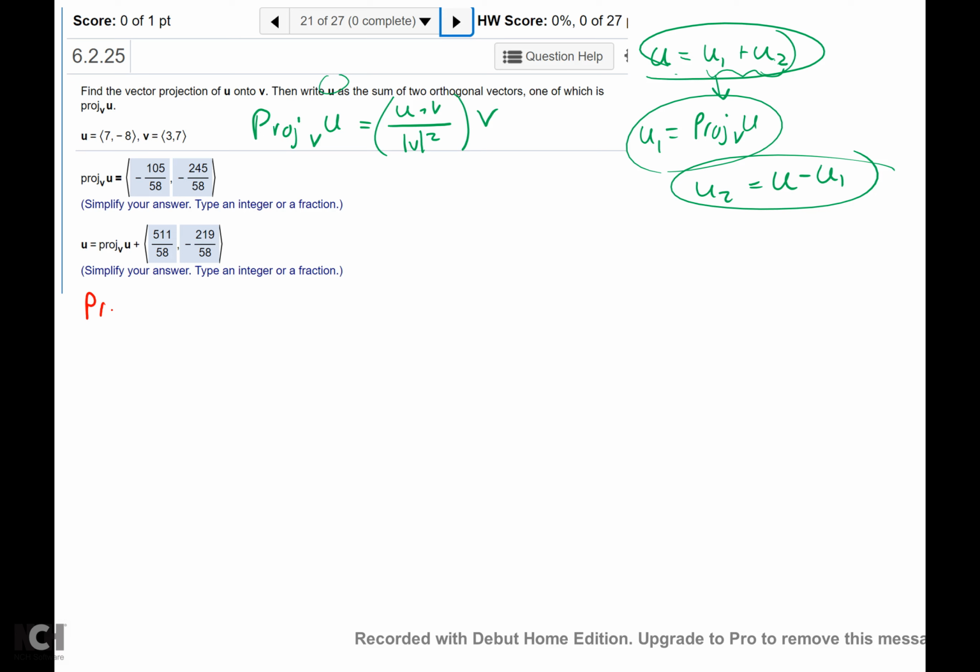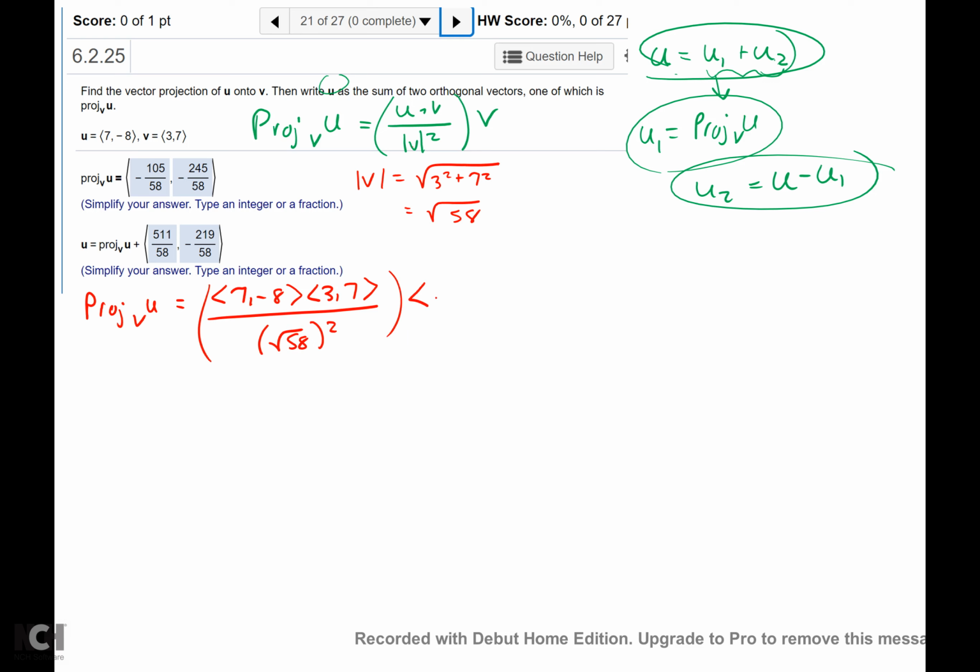So I say the projection of u onto v is 7, negative 8 times 3, 7 over, I need the magnitude of v, right? Because I need the magnitude of v. My v is going to be the square root of 3 squared plus 7 squared, which is going to be the square root of 58. So I put that over the square root of 58 squared, and then all of that is going to get multiplied by vector v, which is 3, 7.